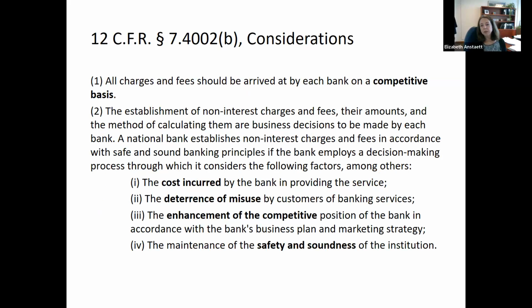7.4002 does lay out some rules for establishing the fees and what the amount should be. One is competition. Another is the cost incurred, which is very interesting because for many of these items, the cost incurred is infinitesimally small, particularly as everything is done electronically, which is why one of the other factors, the deterrence of misuse, becomes so popular. That if you overdraw your account, you are breaching your agreement. So that's why you're charged a fee that is far greater than the cost incurred. And again, there is some risk if the check is large. The enhancement, again, of competition and safety and soundness, which is kind of this ongoing concept, which means good banking practices.